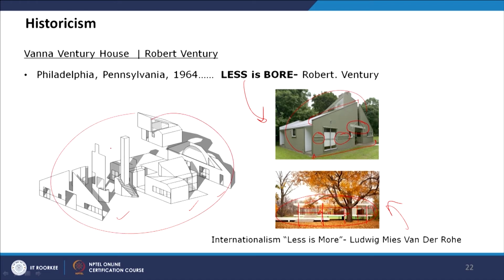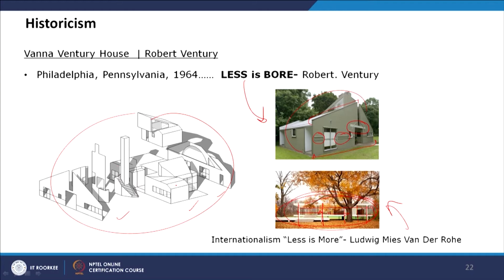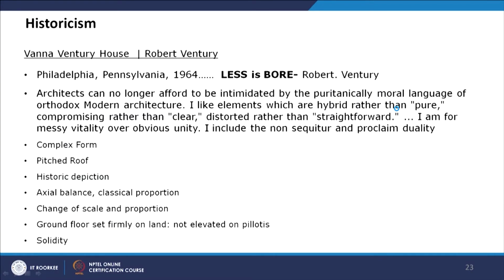But here a lot of elements are going inside the building. When we discuss internationalist design, which is derived from the less is more concept, it is just a glass box with free flowing spaces, and only the toilet and kitchen are covered. But here each and every room has a different element. Even in the facade there are different elements.